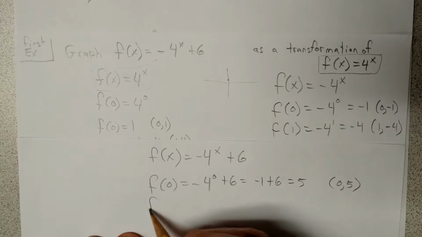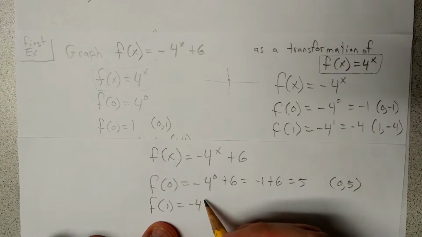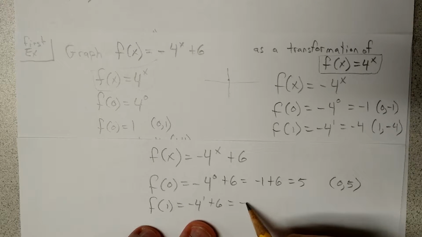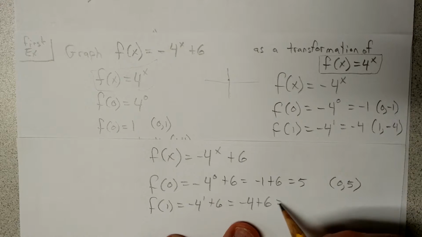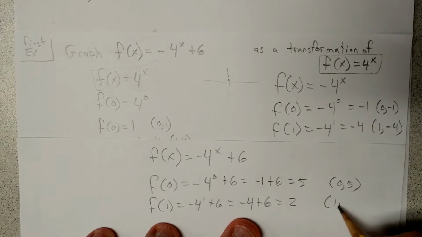Alright. Let's evaluate at 1. When x equals 1, negative 4 to the first power plus 6. So that's negative 4 plus 6. So we have 2. So at the value 1, the output's going to be 2.